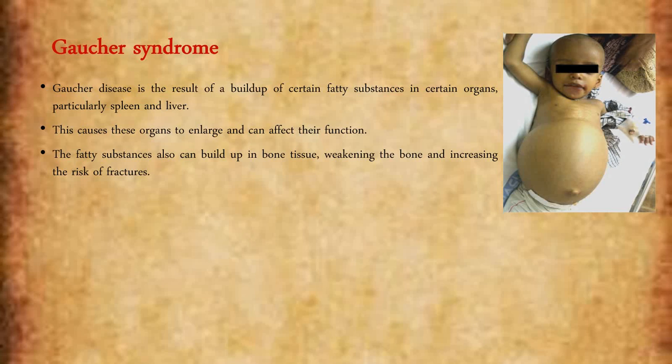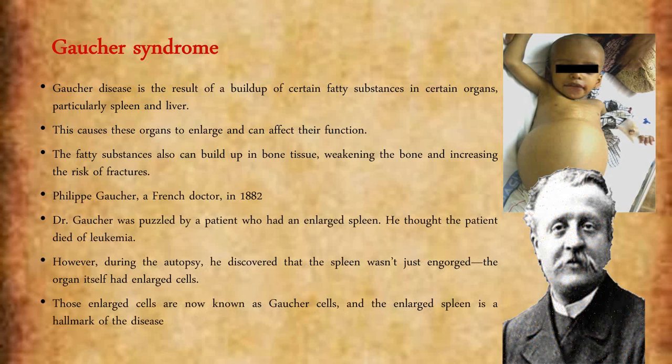Gaucher disease is the result of a buildup of certain fatty substances in certain organs, particularly the spleen and liver. This causes organ enlargement, and the main presentation is huge hepatosplenomegaly. Philippe Gaucher is a French doctor. In 1882, Dr. Gaucher was puzzled by a patient who had an enlarged spleen. He thought the patient died of leukemia. However, he was interested in the case and with an autopsy, he discovered that the spleen was not just engorged. The organ itself had enlarged cells. Those enlarged cells are now known as Gaucher cells.